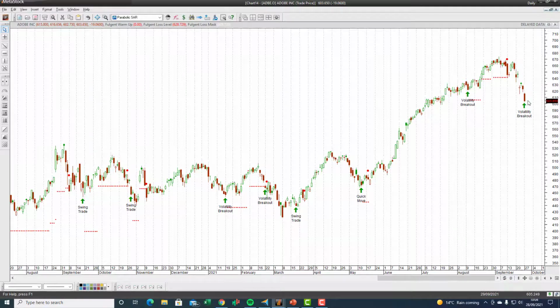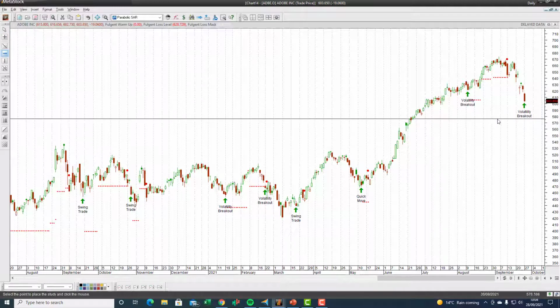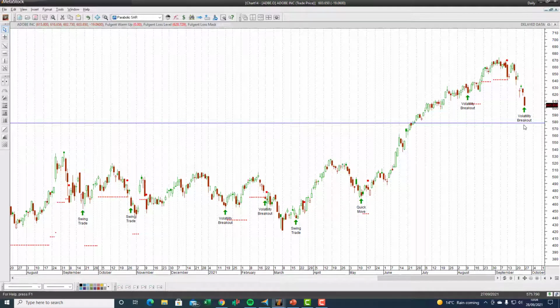Now we have a volatility breakout. This comes soon after the sell signal of the last volatility breakout. So this trailing stop loss is just below the volatility breakout there. The AI will most likely put it in today, but that's roughly where it is.